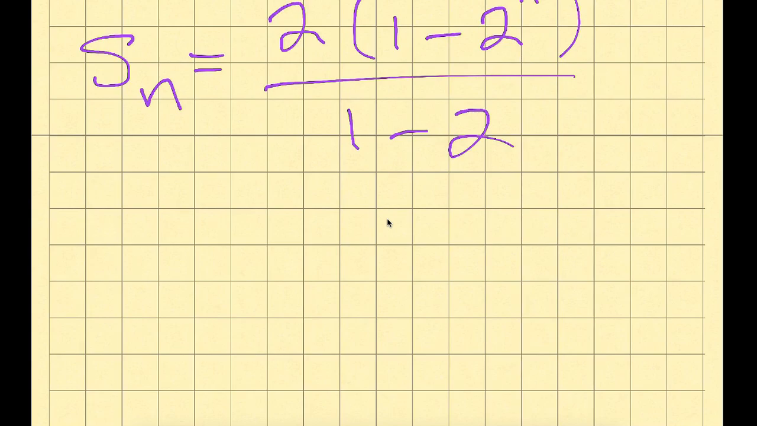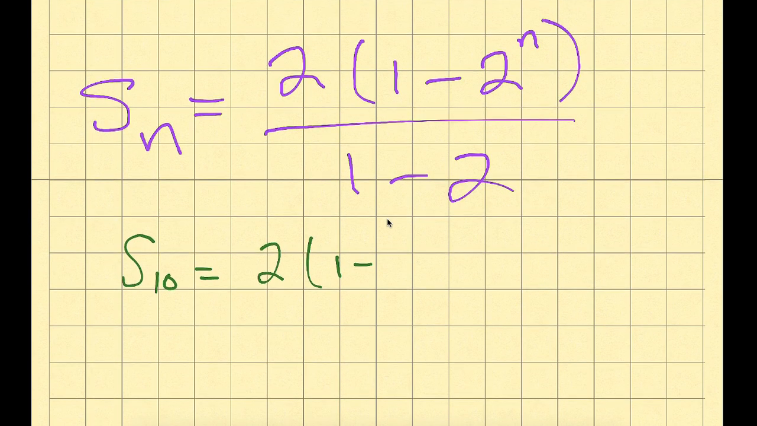If we wanted to find S sub 10, we would do 2 times 1 minus 2 to the 10th divided by 1 minus 2. I'd encourage you to try that on a calculator so you type it in correctly. I'll do it as well. And you should have gotten 2046.